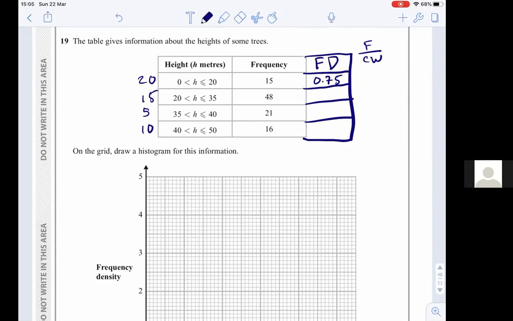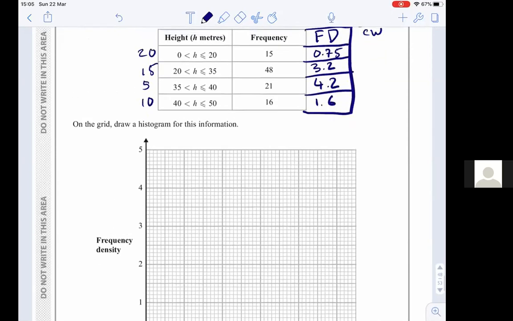48 divided by 15 is 3.2. 21 divided by 5 is 4.2. And 16 divided by 10 is 1.6.